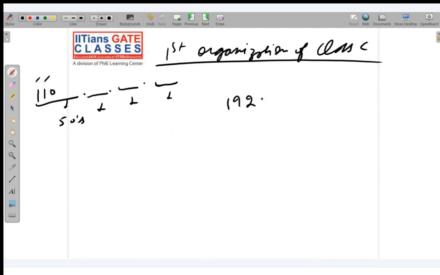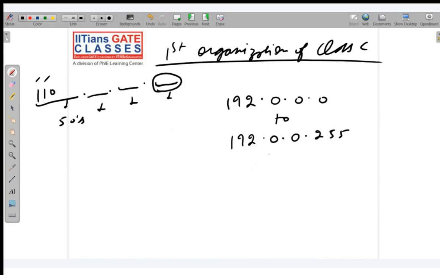So 192.0.0.0. Please let me know the last address. How will you calculate? 192.0.0.255. Yes, very good. 192.0.0.255. Why? Because only the last octet will revolve.